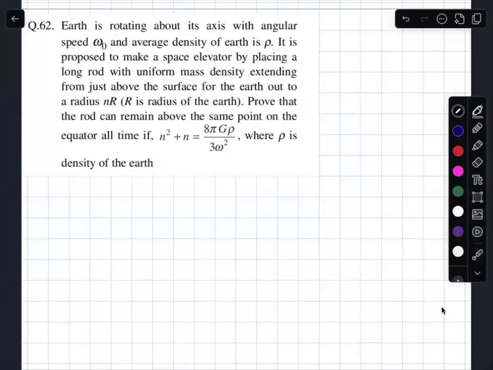Right, hold on. Prove that the rod can remain above the same point on the equator at all times. That point is a hint for my question. All time means it should behave like a geostationary satellite. That is a hint for my question. Right, hold on. Don't comment anything right now. Okay, fine.